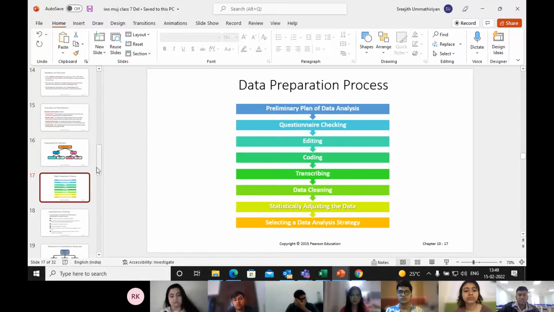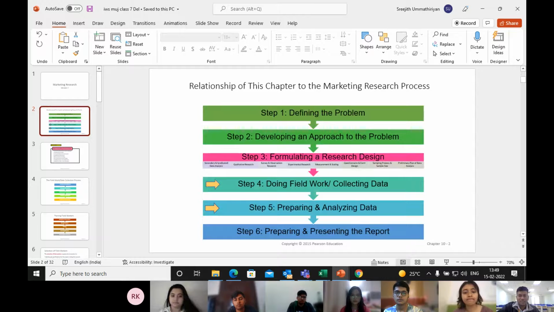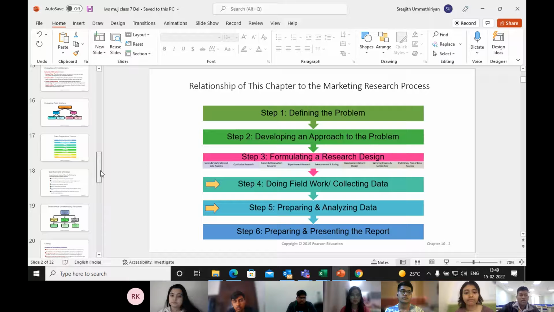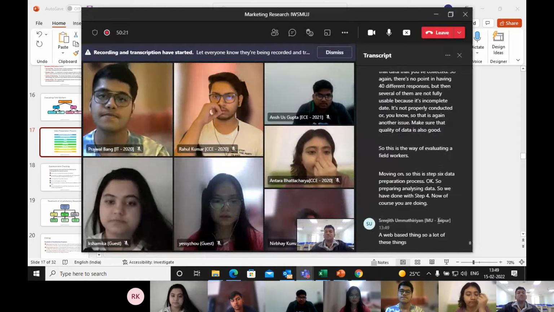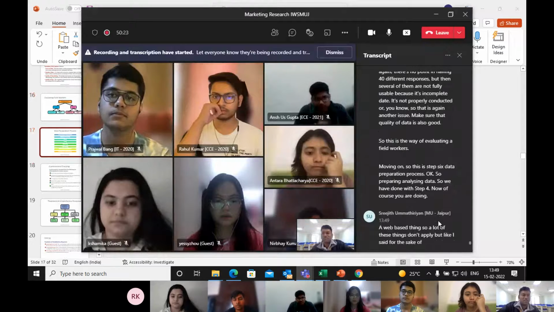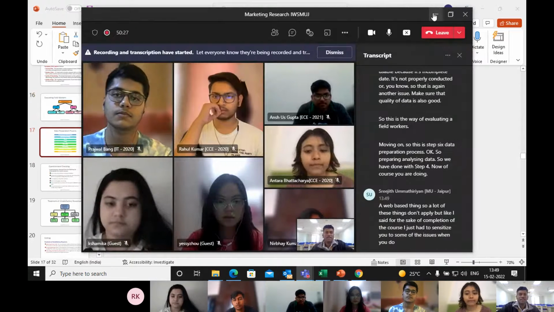Moving on, this is step 6, the data preparation process: preparing and analyzing data. So we are done with step 4 now. Of course, you are doing a web-based study, so a lot of these things don't apply. But for the sake of completion of the course, I had to sensitize you to some of the issues when you collect data on the field.